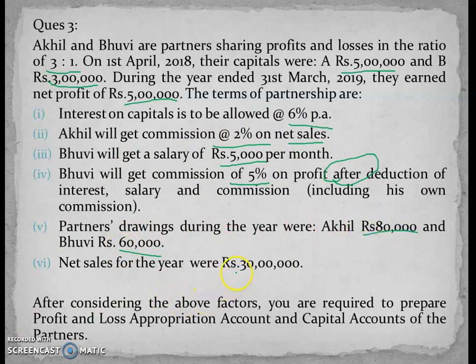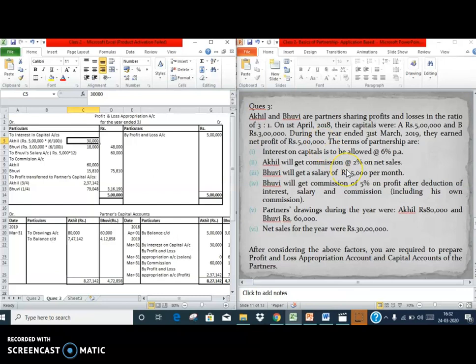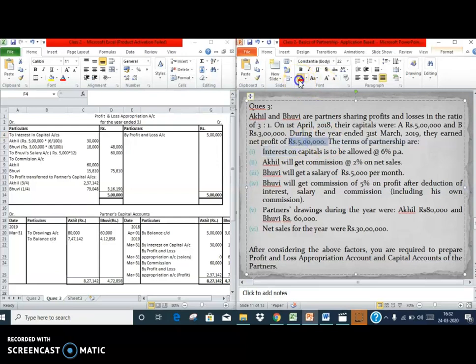Net sales are 30 lakhs. And after considering the above factors, you need to calculate the profit and loss appropriation account and the capital accounts of the partners. So let's solve this question. So let's start with it. So we have to prepare the profit and loss appropriation account and the capital accounts. So over here you have to mention the profit, and this is 5 lakh rupees. So this we have already done, right?